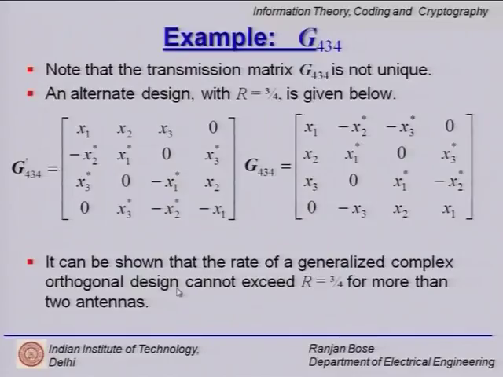Now it can be shown that the rate of a generalized complex orthogonal design cannot exceed 3/4 for more than 2 antennas. So this has been shown earlier. So this is the best we can do for a generalized complex orthogonal design for more than 2 antennas.